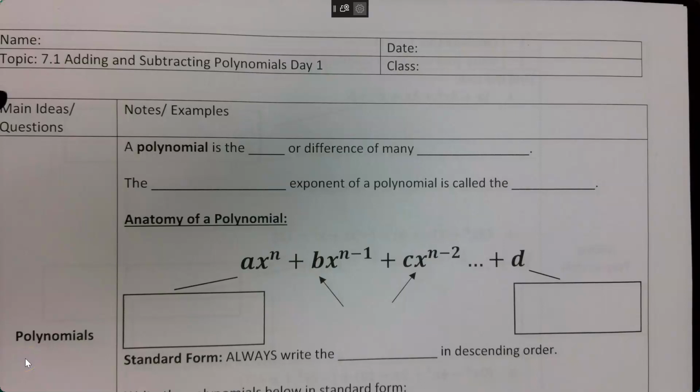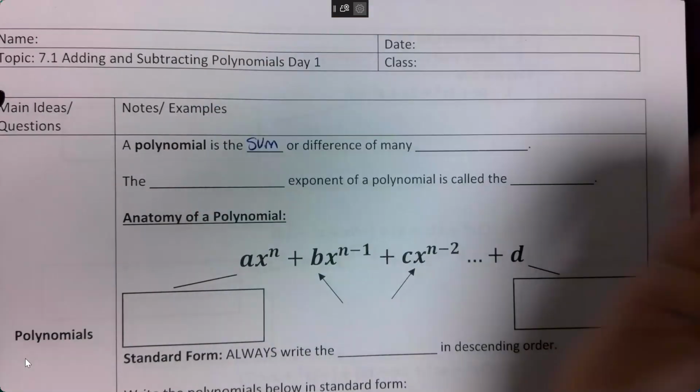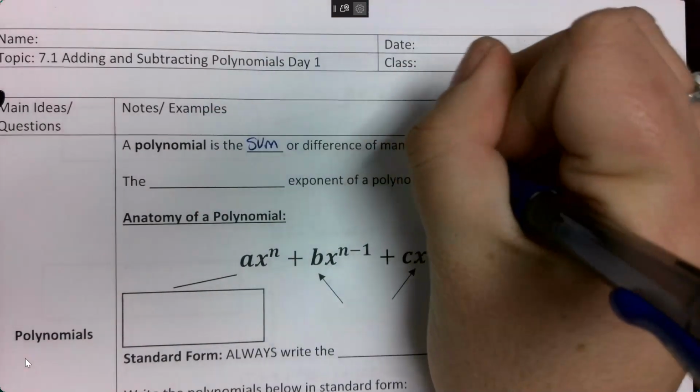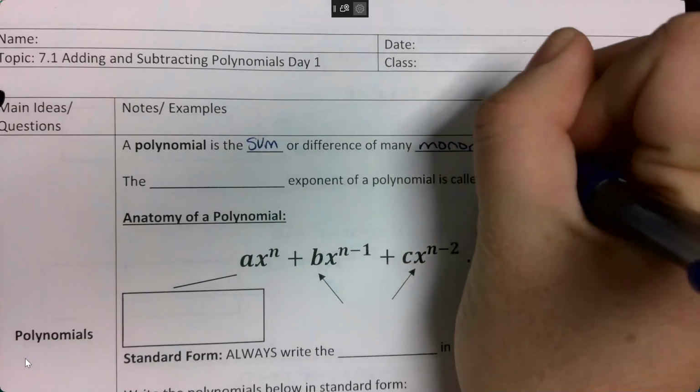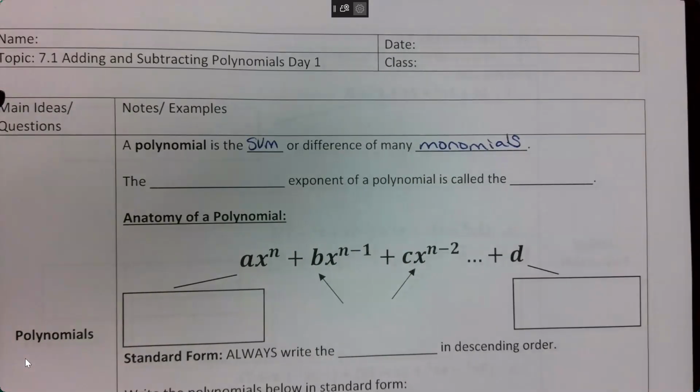Okay, so today and tomorrow we're going to be focusing on adding and subtracting polynomials. After the break, we'll be doing other operations with them. So a polynomial is the sum or difference of many monomials. Monomial means one term.